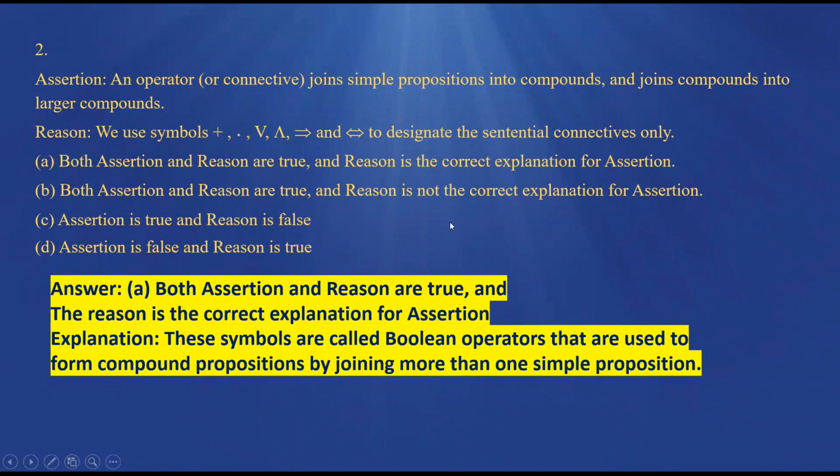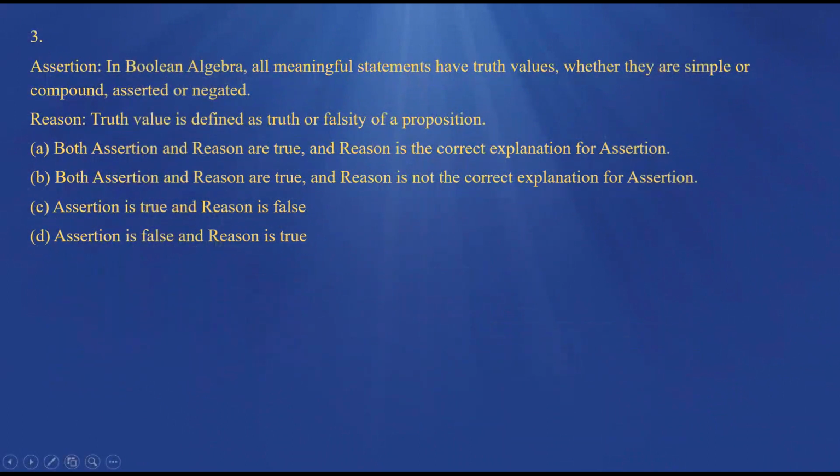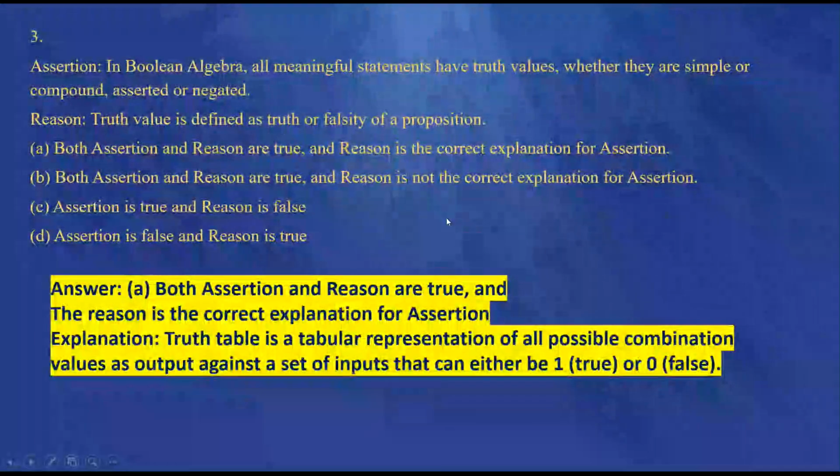these are called Boolean operators, and they are used to form compound propositions by joining more than one single proposition. Next question. Assertion: in Boolean algebra, all meaningful statements have truth values, whether they are simple or compound, asserted or negated. Reason: truth value is defined as the truth or falsity of a proposition. Correct option is both assertion and reason are true, and reason is the correct explanation for assertion.